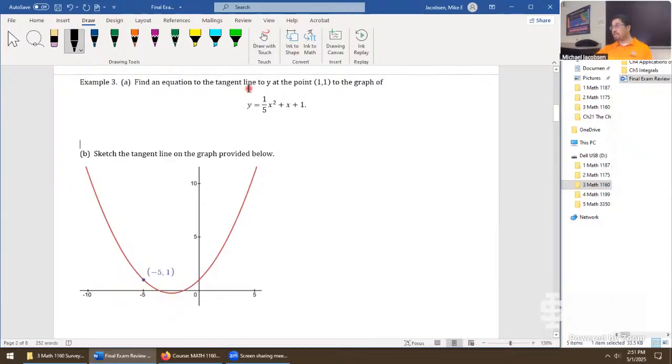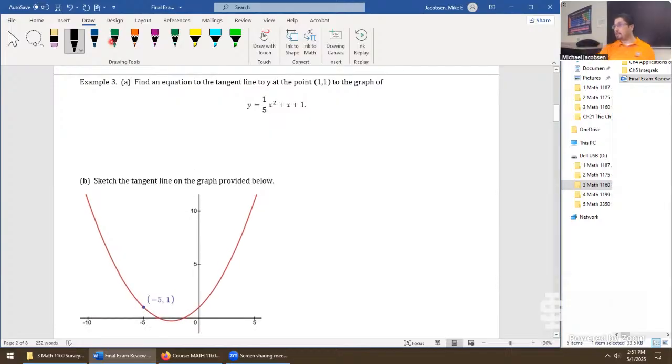We want an equation to the tangent line. Did not specify the method, so we're just going to use differentiation properties to do that. We'll start off by saying, step 1, calculate y prime, or call it dy dx. Actually, let's go with the dy dx. Derivative here is going to be 2/5 x plus 1. So just using the power rule, this term went to a 1, that term goes to a 0 as a constant.